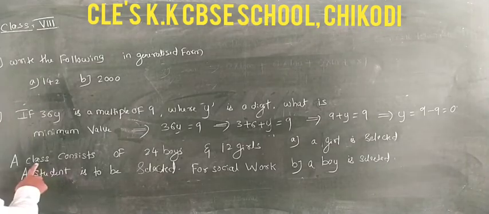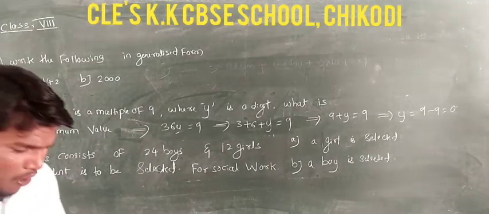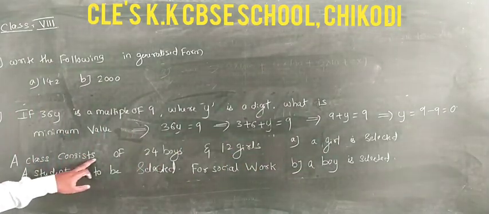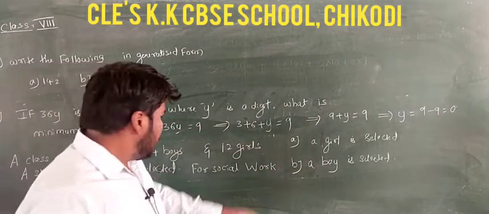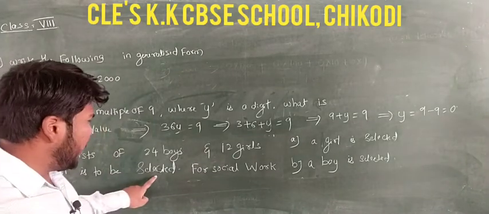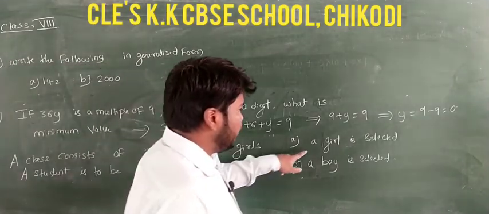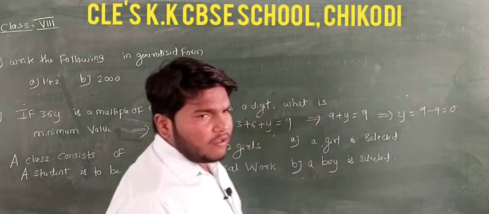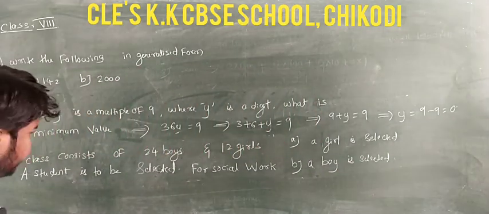Next, the third question is from data handling. A class has 24 boys and 12 girls. A student is to be selected for social work. The first question is a girl is selected. The second question is a boy should be selected. So what will you write?